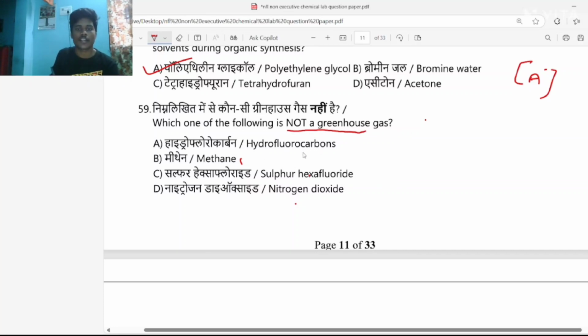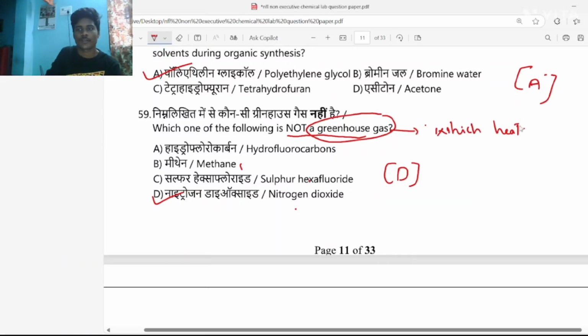What is a greenhouse gas? A greenhouse gas is nothing but a gas which increases global warming, which heats up the Earth's atmosphere, right? That is nothing but global warming. So the gas that is not a greenhouse gas is nitrogen dioxide. Option D is the correct answer.